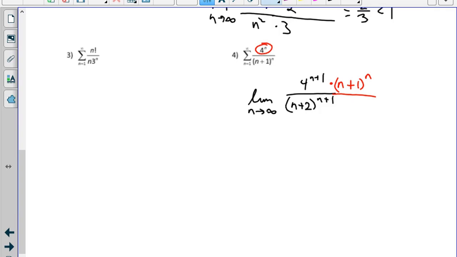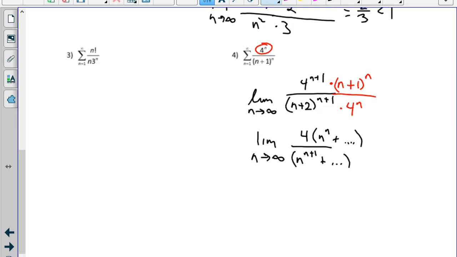So then this is just going to be 4 to the n. So now I do a little canceling. So the limit as n goes to infinity, it looks like I'm going to have 4 in the numerator, and then n plus 1 to the n over n plus 2 to the n plus 1. That is not necessarily a pretty sight, but I have n to the n plus a bunch of other things, and then in the denominator, I have n to the n plus 1 plus a bunch of other things.